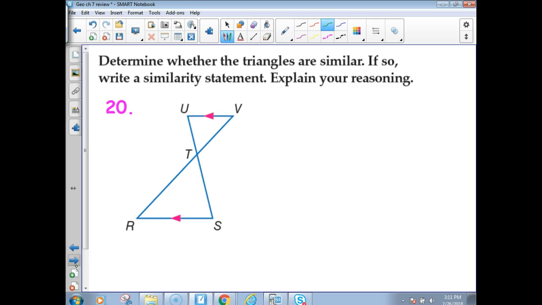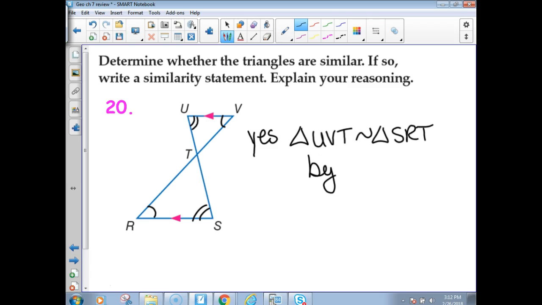Okay, 20. Determine whether the triangles are similar. If so, write a similarity statement and explain your reasoning. Well, on this one, you've got parallel lines, and that tells me I have corresponding angles and alternate interior angles that are congruent. So I know for sure these are similar. Yes. Triangle UVT would be similar to triangle, I started at U, that'd be SRT. And that would be by angle-angle similarity.